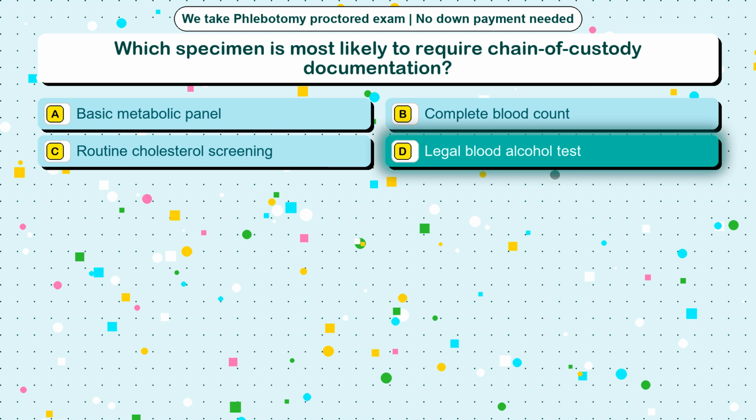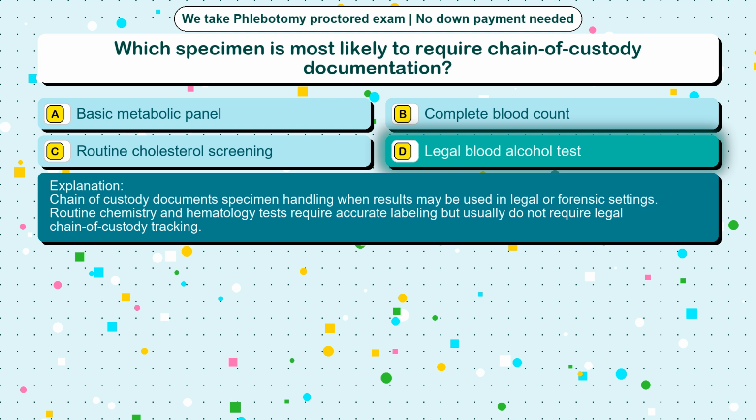Legal blood alcohol test. Chain of custody documents specimen handling when results may be used in legal or forensic settings. Routine chemistry and hematology tests require accurate labeling but usually do not require legal chain of custody tracking.